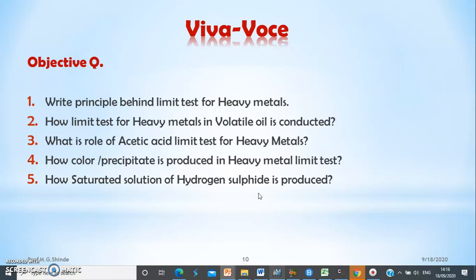The next question is: how is a saturated solution of hydrogen sulfide produced? Here we require a Kipp's apparatus, where we take iron sulfide beads and allow them to react with dilute sulfuric acid, which produces hydrogen sulfide gas. That H2S gas is then allowed to saturate in the proper solvent, that is distilled water.